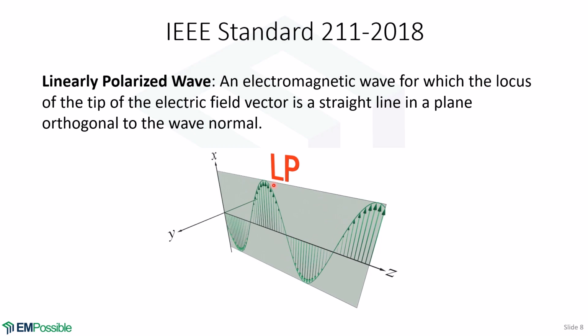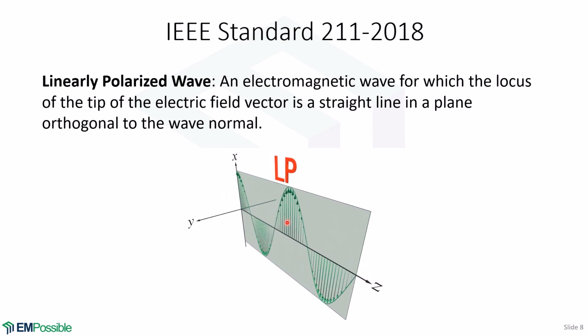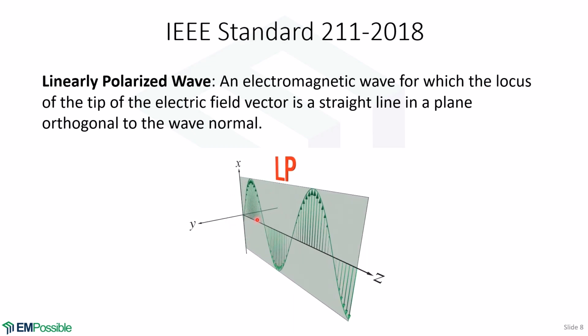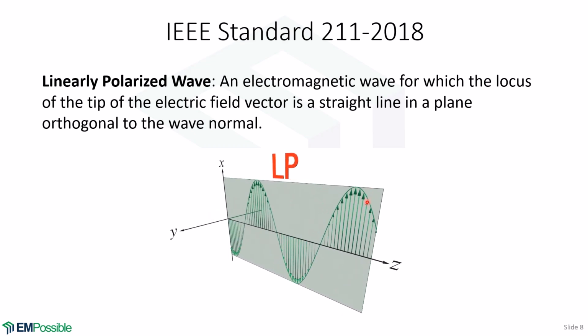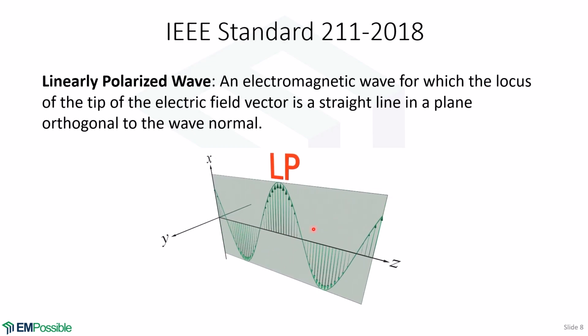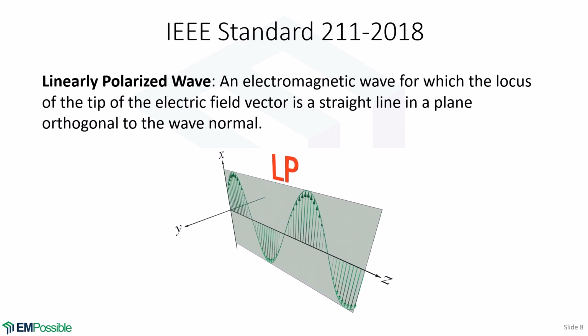And I'm illustrating that with this plane that I've put here. But don't confuse the plane that I've put here with this plane orthogonal to the wave normal. In the definition, that plane is in the xy plane. I just like adding this sort of green transparent plane here because I think it illustrates the electric field is all falling on this straight line. So that's a linearly polarized wave.